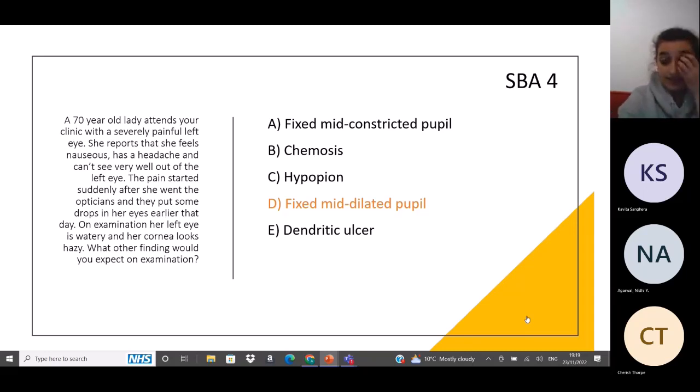All right, so the answer is actually D, a fixed mid-dilated pupil. And that's because when it's in the position of being mid-dilated, that's when you have the most contact between the lens and the iris. So that's when it's most likely to get stuck.